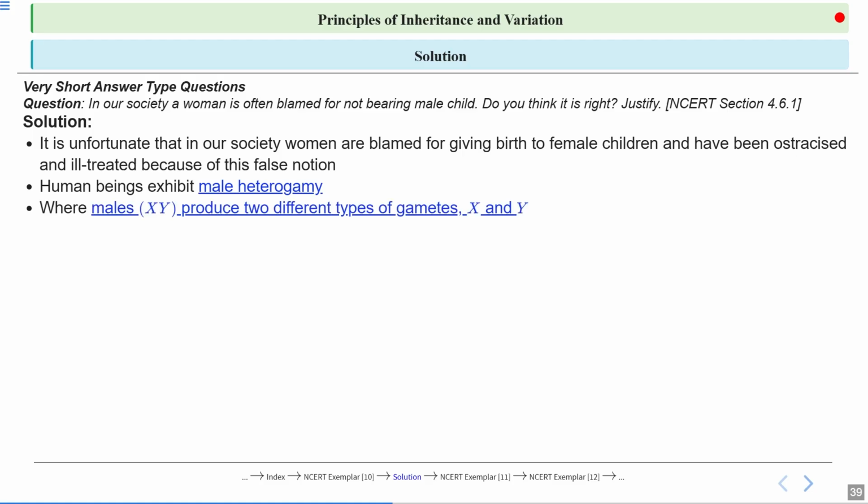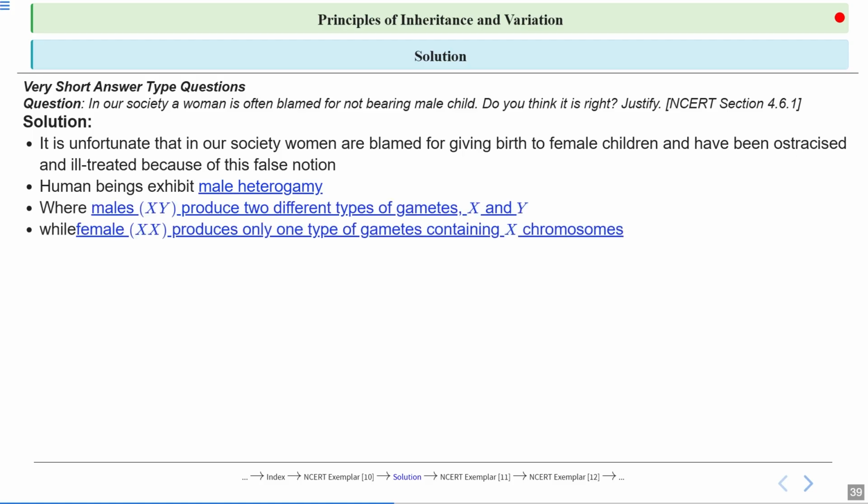Clear? So now you can see males are producing 2 kinds of gametes. If the sperm having an X chromosome fuses with the egg, then in the zygote there will be an XX condition. This will develop into a female child. And if the sperm having a Y chromosome fuses with the egg, then the zygote will have an XY genotype and this will develop into a male child.